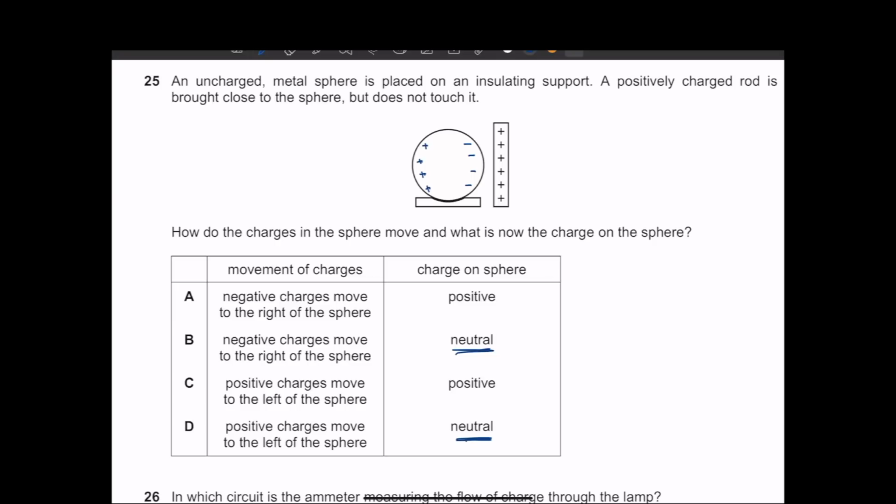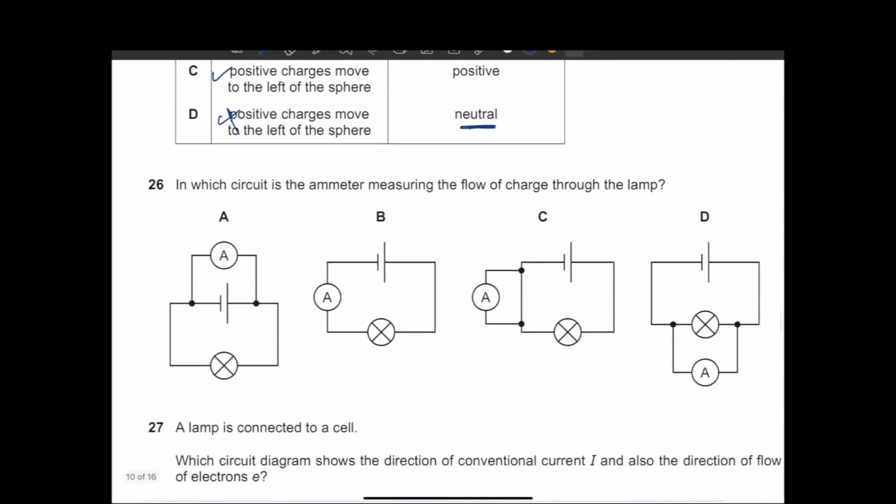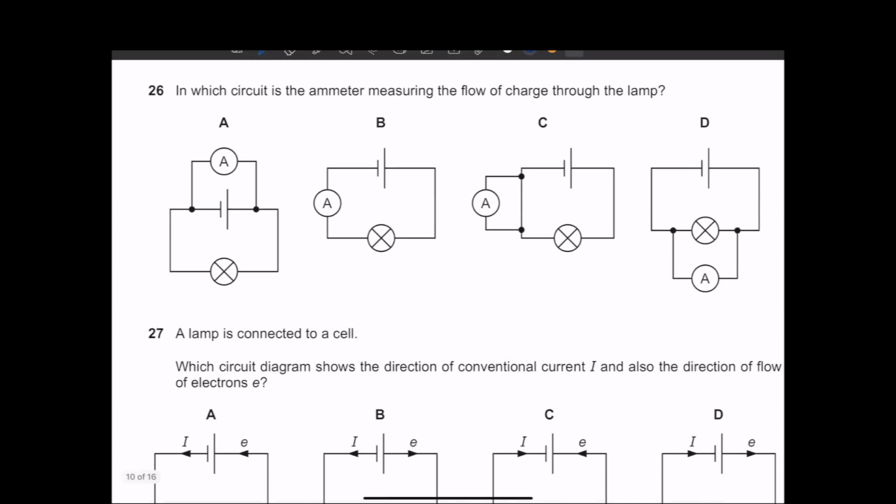So the right answer, depending on that, may be B or D. Let's see. The negative charge moves to the right of the sphere. Yes, this is the right answer. And this is also the right answer. But here the positive moves closer or moves to the left. Also, this is correct. Positive charge moves to the left. This is also correct. But actually, I cannot choose that. Positive charge moves to the right of the sphere. That was wrong. So the common right answer is B. The negative charge moves to the right, and it's still neutral because the number of positives equals the number of negatives.